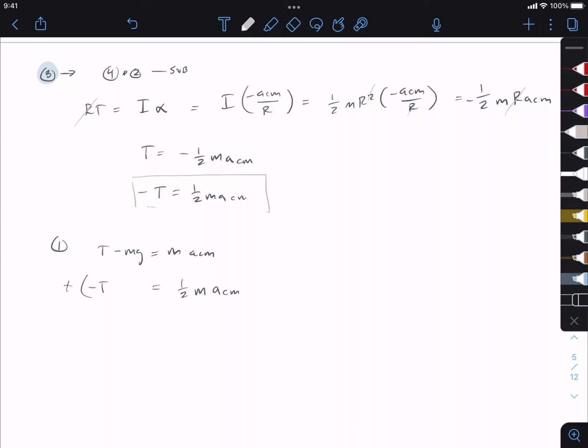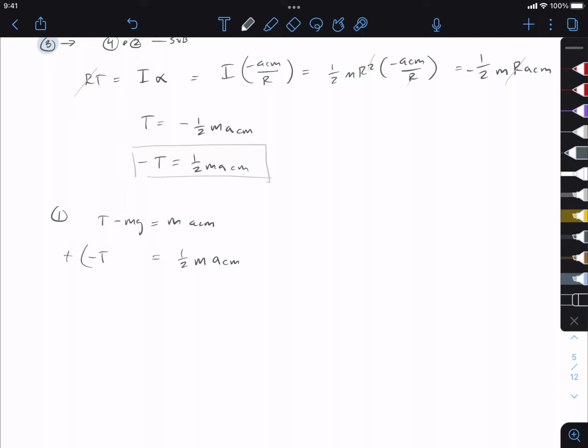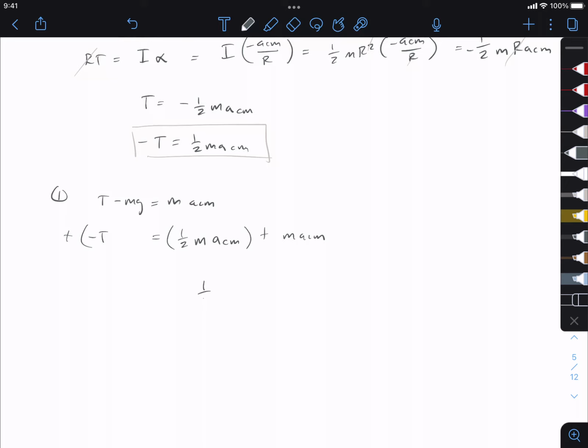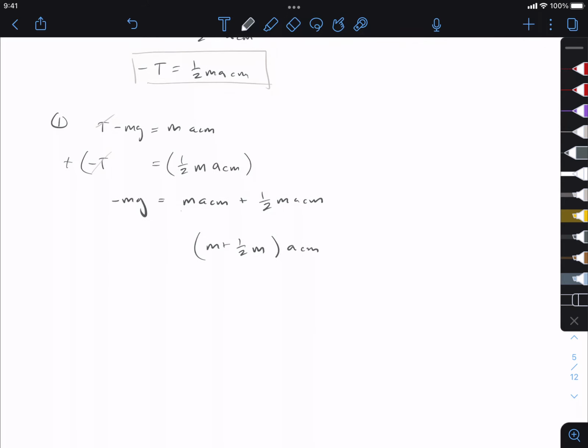Okay, so I'm going to put that one into our equation here. And okay, 1/2 m a_CM, right, plus m a_CM. Okay, so plugged everything in here. Well, sorry, let me do each side of the equation here so I don't confuse myself. So we have negative mg because we added these two negative tensions, right? And this is going to be equal to m a_CM plus 1/2 m a_CM. Okay, so m plus 1/2 m, right, times a_CM. So just combining the masses, right? So we had an m here and a 1/2 m here, and these two are our a_CM values.